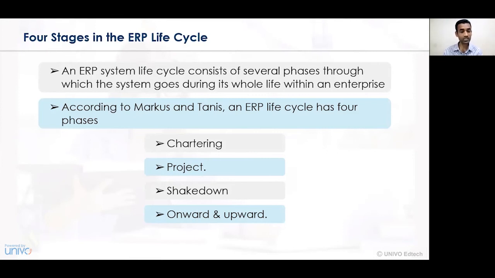These particular 4 phases have been classified, or designed or coined, by Markus and Tanis, and accordingly, those 4 phases are: number 1, chartering; number 2, project; number 3, shakedown; and number 4, onward and upward. So these are the various 4 phases in which the ERP cycle can be implemented, and it can be brought into the organization as a part of enterprise resource planning.